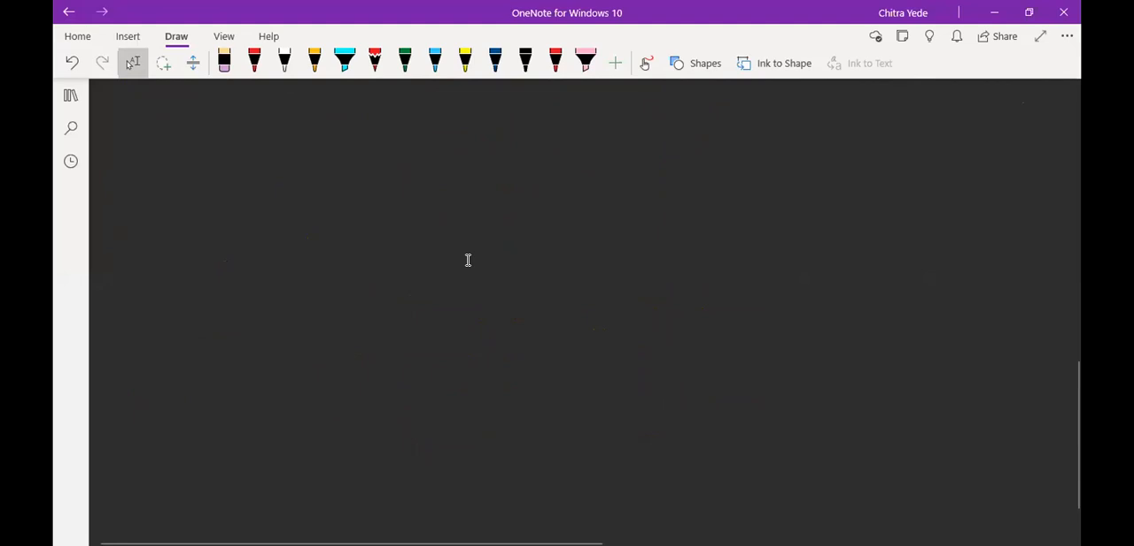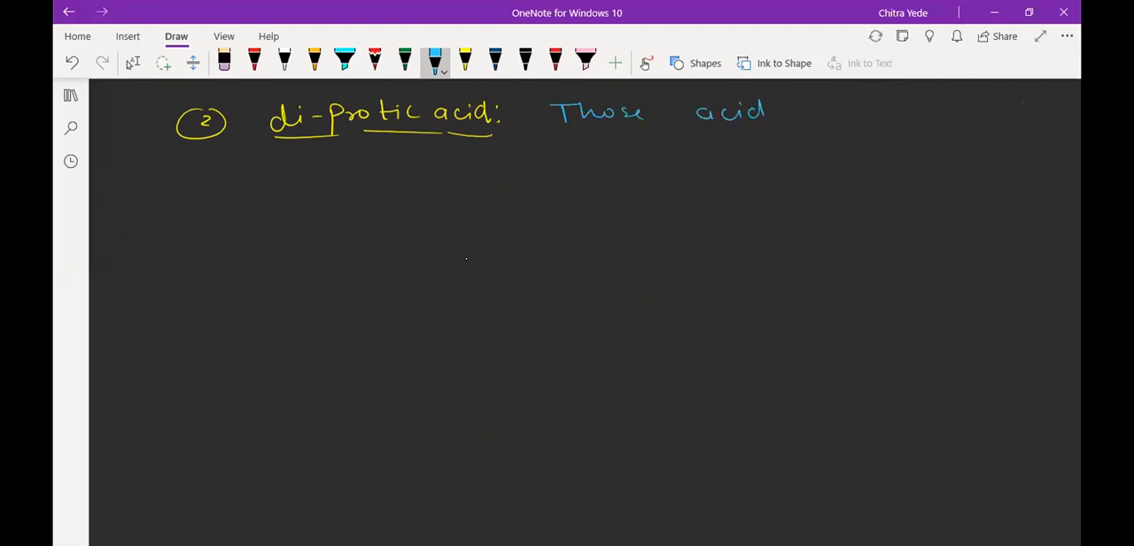Now we have the second, which is diprotic acid. Okay, so I'm going to write the definition first. Those acids which release 2 protons, or we can say 2 H positive ions, are called diprotic acids. Okay, example, we have sulfuric acid, H2SO4.